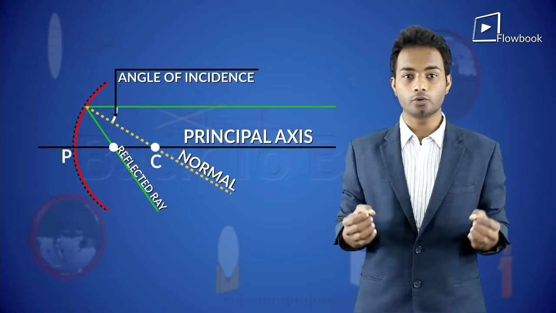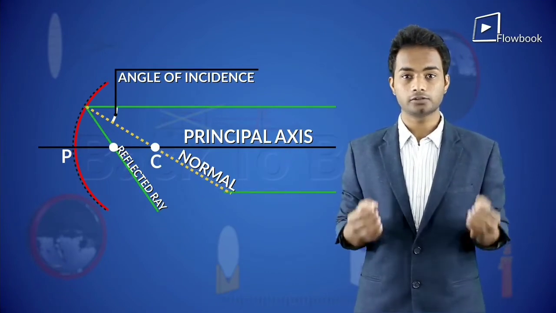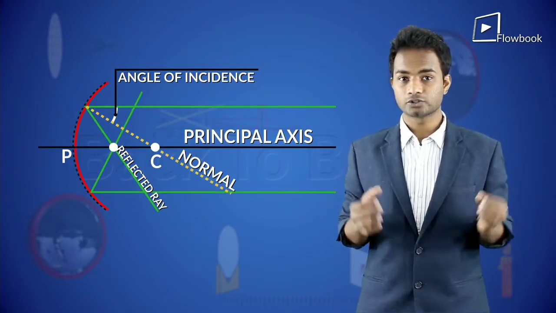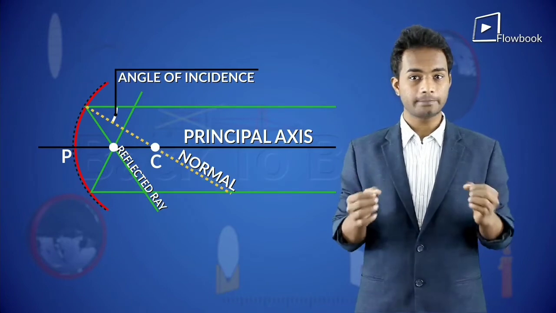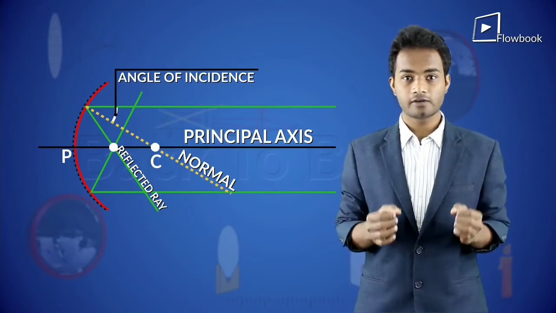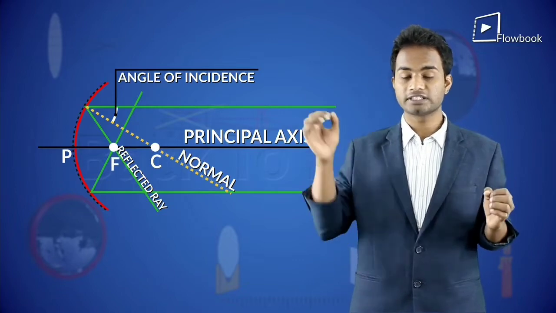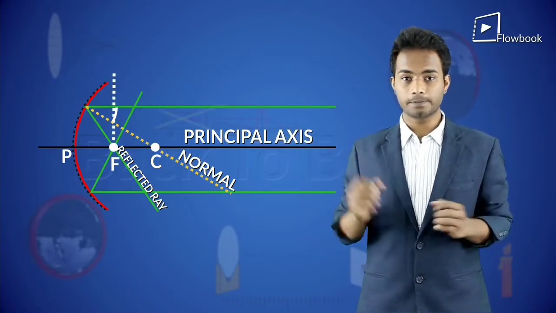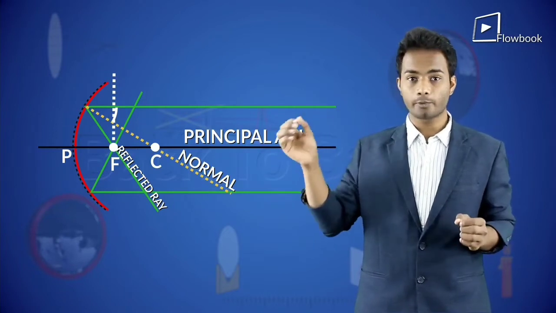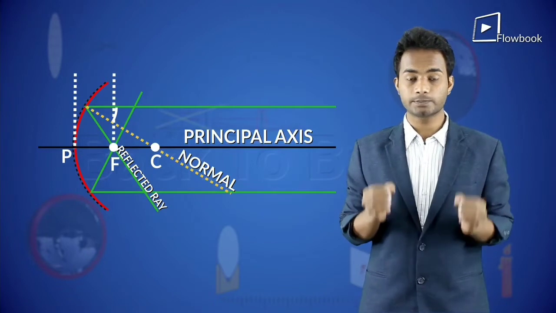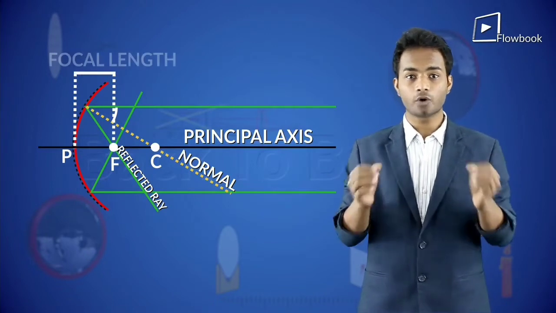Okay, now let's throw another light ray that is parallel to the principal axis. Well, the same thing happens. So we see a pattern here. That means any ray that is parallel to the principal axis will pass through the focus, which is F. So if this is F, which is the principal focus, and this is the point P, which is the pole on the mirror, then the distance between P and F is the focal length.